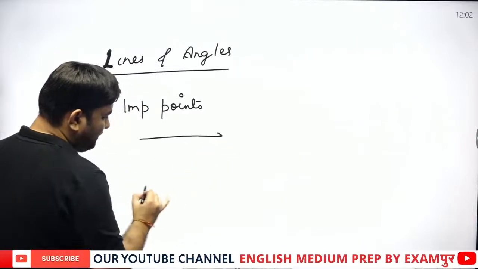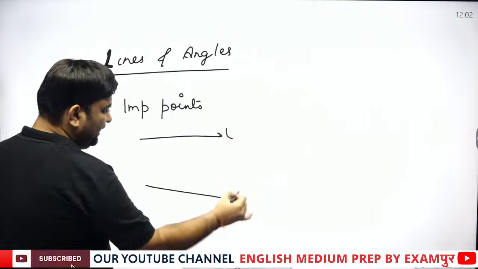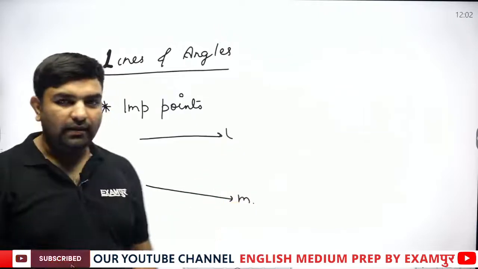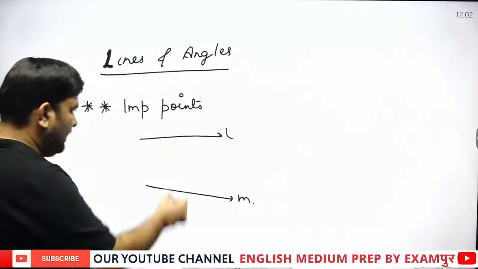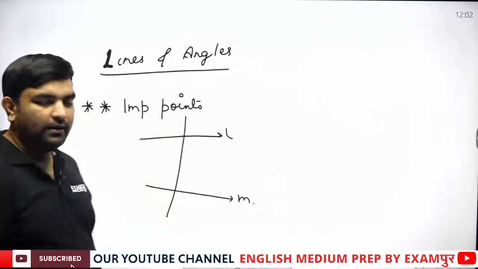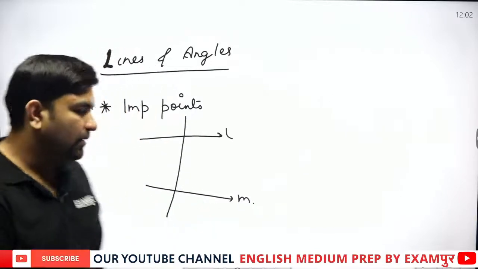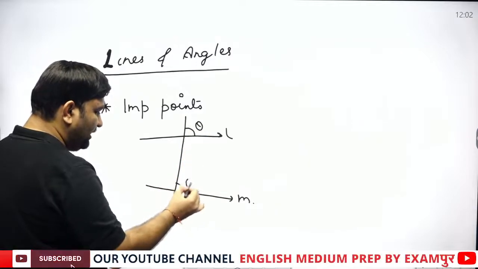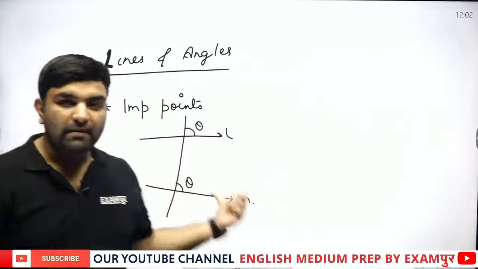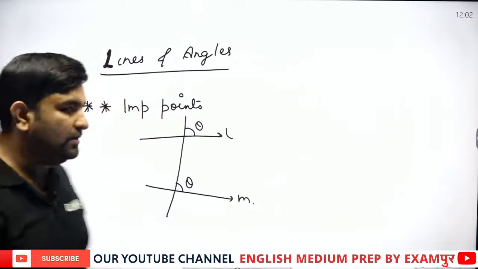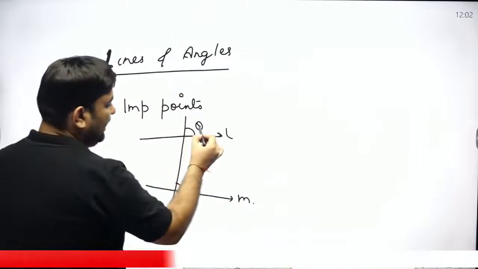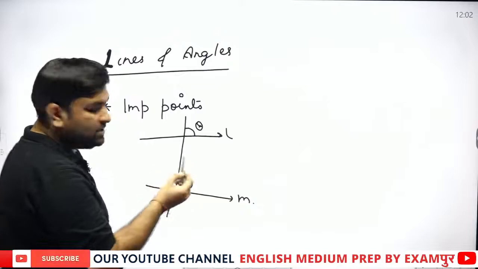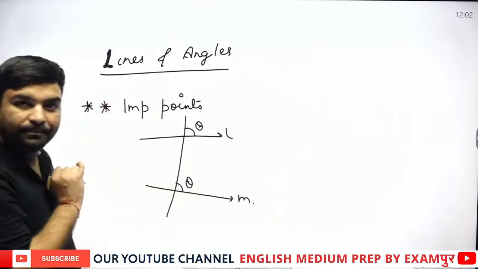If the two lines are parallel and there is a transversal, then this angle theta and this angle are called corresponding angles. These are called corresponding angles and they are equal to each other. So if this is theta, this is also theta.